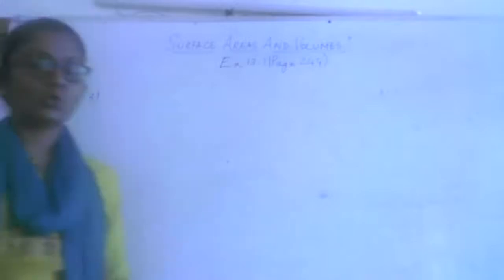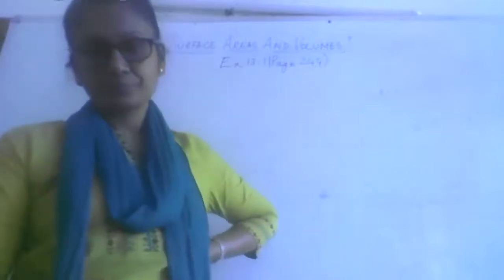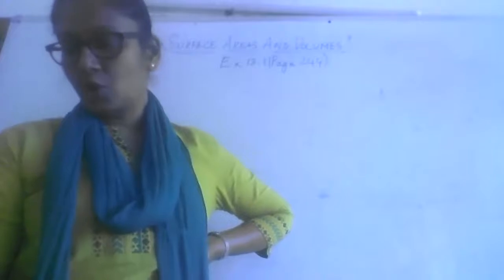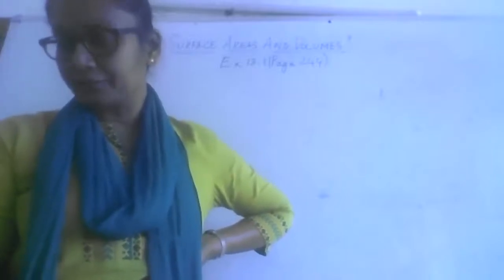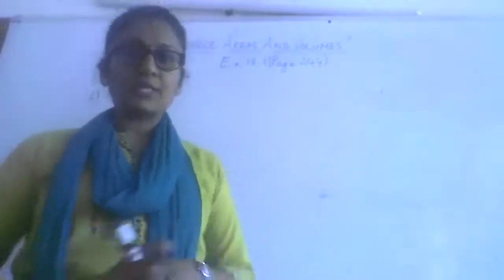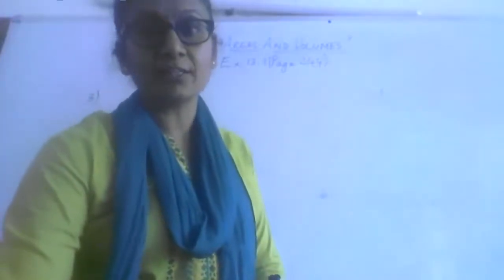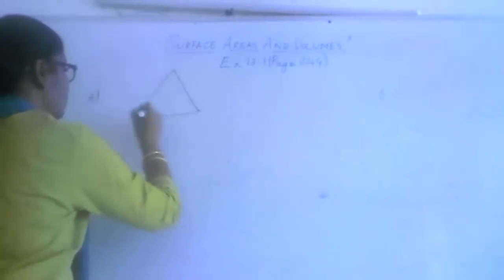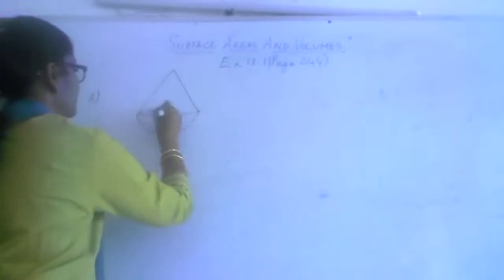Okay, let me go to the third problem. A toy is in the form of a cone of radius 3.5 centimeters mounted on a hemisphere. So there is a cone sitting on the hemisphere. So you have to visualize this. So how will your toy look like? You have a cone which is sitting over a hemisphere like this. You should get it like this neatly. A cone is sitting over a hemisphere.